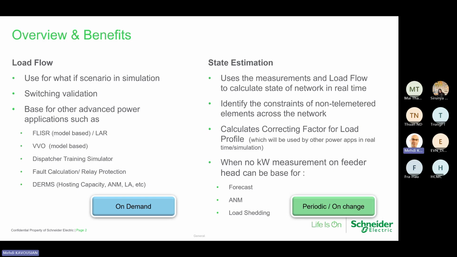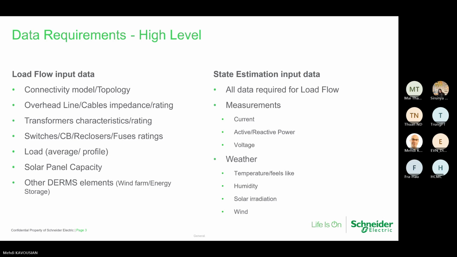Now, if we go to, what is the input data? Connectivity model topology, I think we have that. Overhead line and cable impedance rating. For this one, I think the discussion was maybe we don't have it everywhere, or we don't know. Customers would sometimes use a default value close to this.